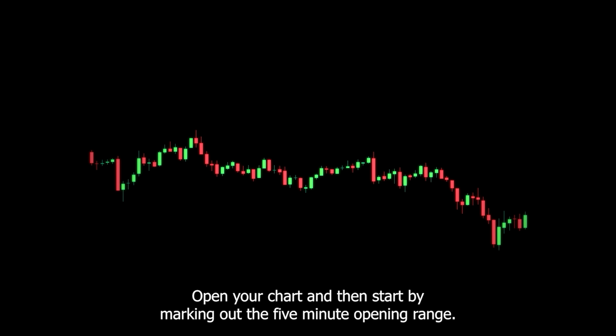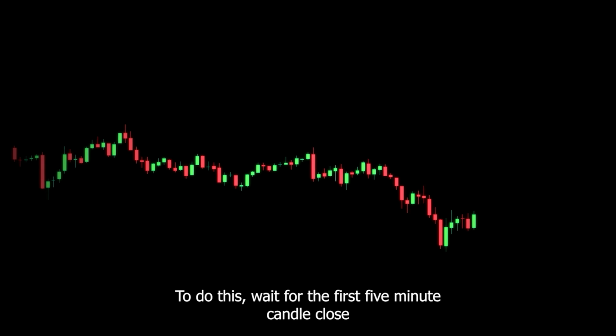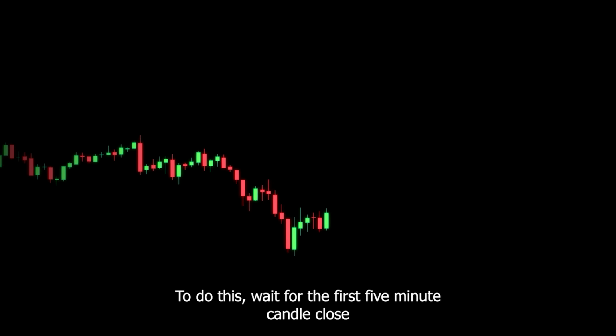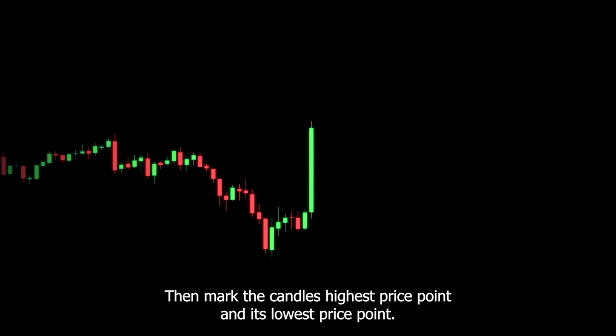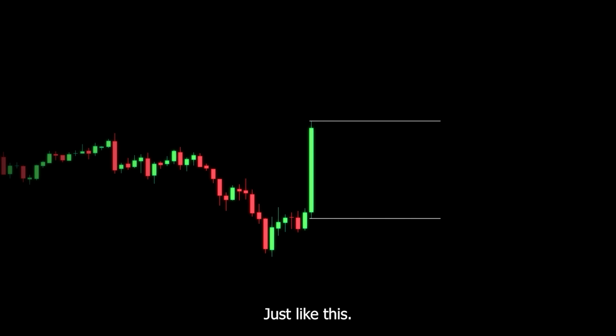A lot of trading videos are just talk, but we're gonna get straight into it, no BS. Here's how it works. Open your chart, and then start by marking out the 5-minute opening range. To do this, wait for the first 5-minute candle close after the 9:30 New York session open. Then, mark the candle's highest price point and its lowest price point, just like this. Here we go, we've established our first opening range.